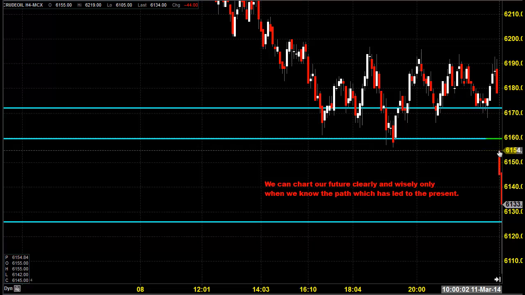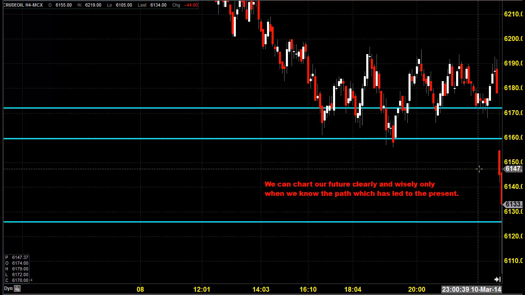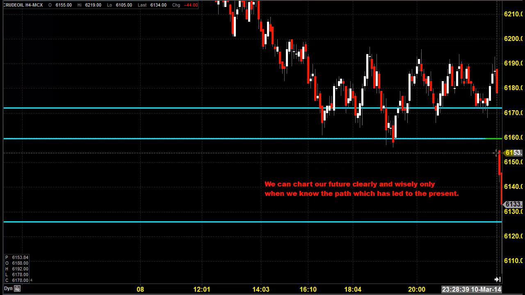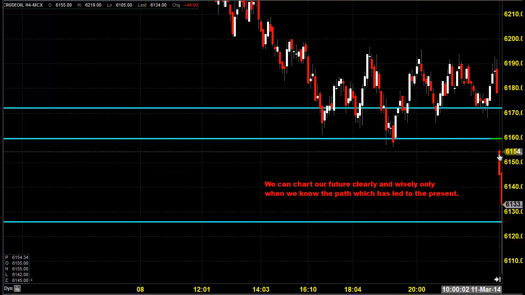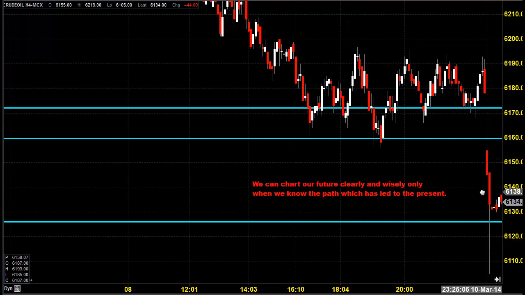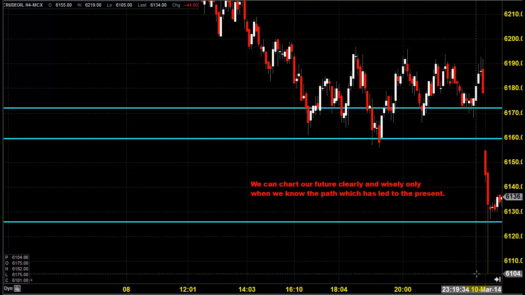Now we can see what happened yesterday. Yesterday the market opened around 6,150s. What we expected was that crude has the potential to stay in downtrend, and our expected target zone was 6,126. Right after the price opening, you can see the price came down very sharply. There was a very sharp fall in the price.